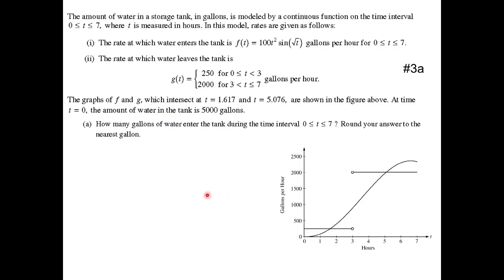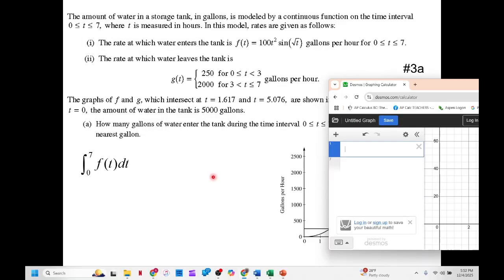So a number of questions they're asking. The first is, how many gallons of water enter the tank during the interval from 0 to 7? So that relies entirely on this first rate, the f of t function. So to figure this out, since we know the rate at which water is entering, we just need to take the integral of f of t on the interval from 0 to 7. So I'm just going to write integral 0 to 7 f of t dt, and I'm going to go to the calculator now and just plug that right in. So here I am on the calculator. Let me put the f function in here.